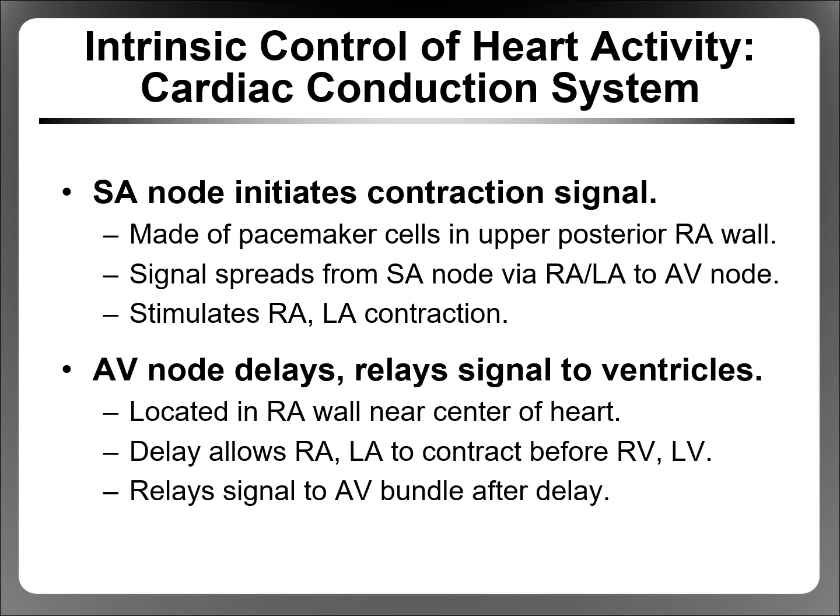The AV node is going to be located on the right atrium wall near the center of the heart. This delay is going to allow the right atrium and the left atrium to contract before the right ventricle and the left ventricle. And then from the AV node, the signal will go down through the AV bundle.